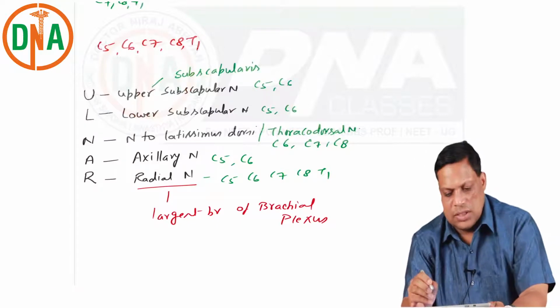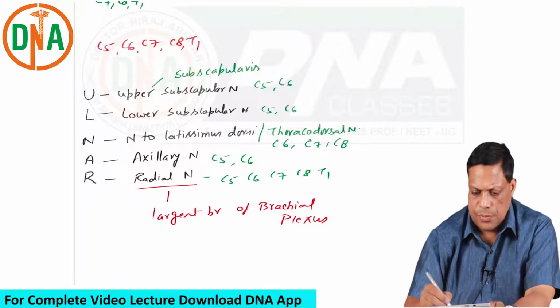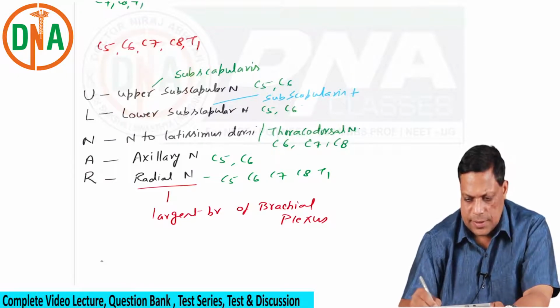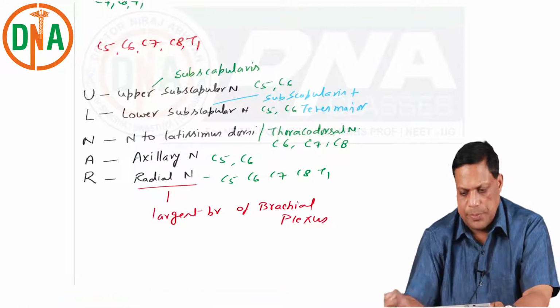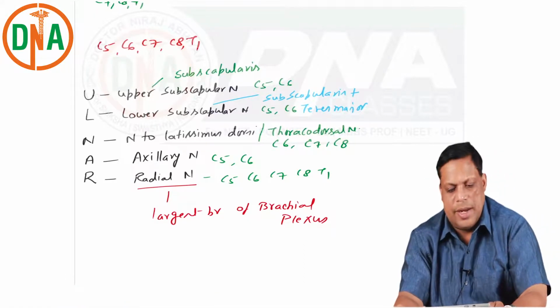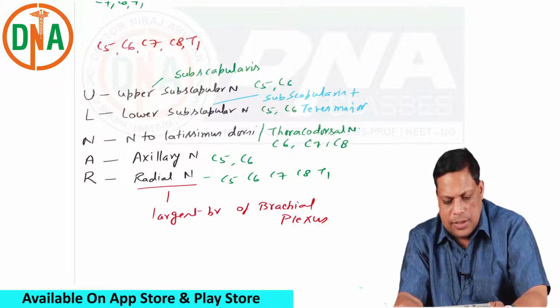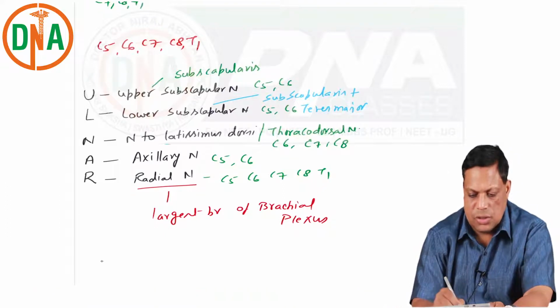Subscapularis muscle. Lower subscapular nerve, it's supplied to subscapularis plus teres major muscle. So two muscles are supplied by lower subscapular nerve. Nerve to latissimus dorsi or thoracodorsal nerve. It's supplied to the latissimus dorsi muscle.